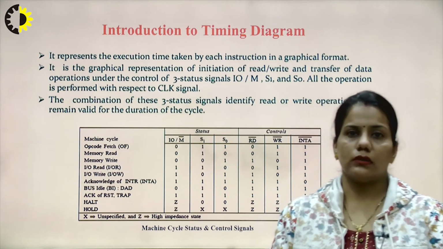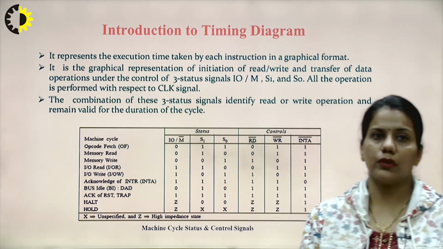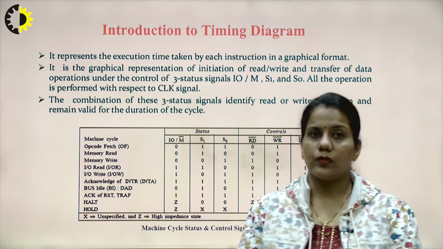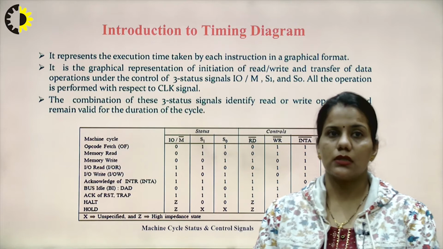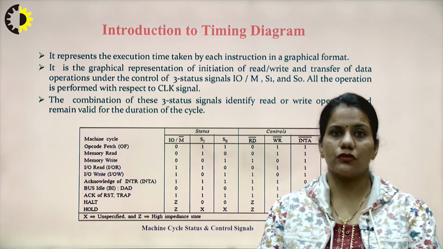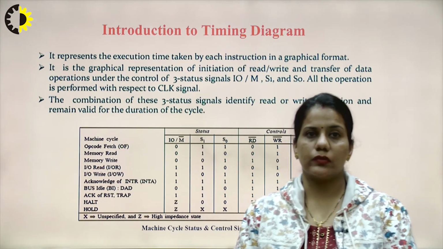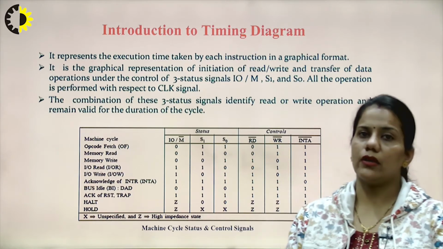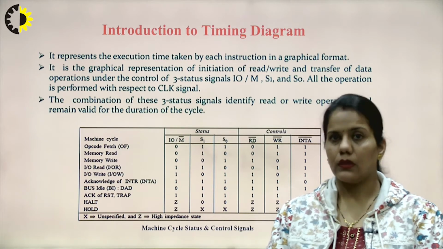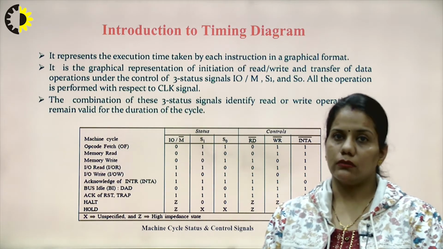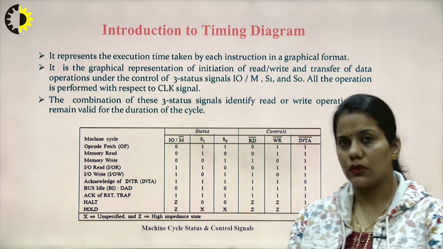So let's have a brief discussion. What do we mean by the timing diagram? A timing diagram represents the execution time taken by each instruction in a graphical format. So we can say it's a graphical representation of initiation of read and write signals and transfer of data operations under the control of 3 status signals. And as we have already discussed, the status signals are IO/M (input output, memory), S1 and S0. All these operations are performed with respect to the clock signal, as we will see in subsequent slides.